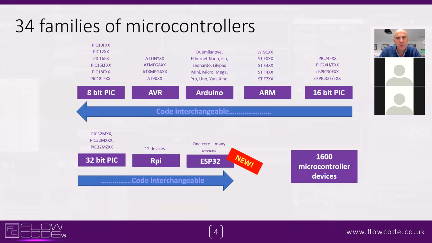The great thing about Flowcode in terms of microcontrollers is that once you've written code for one microcontroller, you can easily transfer it to the others. Traditionally, if you're a C programmer, you'll probably want to limit yourself to just programming with one family of microcontrollers. But with Flowcode, if you design something for an 8-bit PIC, you can put it onto a 32-bit ARM with a minimum of modification. So the code is interchangeable across all of those 1,600 microcontroller devices. And the very high level of Flowcode enables us to do that.